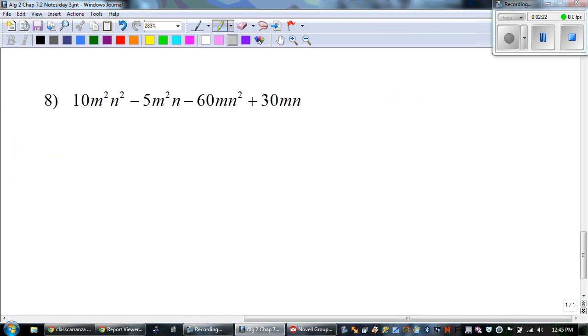Okay, number 8. Remember, the first thing to ask, is there a GCF? That's right, and there is. We can take out a 5. Now, everything has an m, and remember, I can only take out the smallest one. And does everything have an n? Yeah, and I can, once again, only take out the smallest.